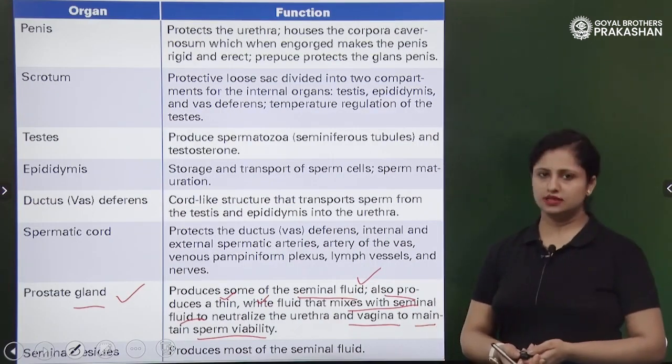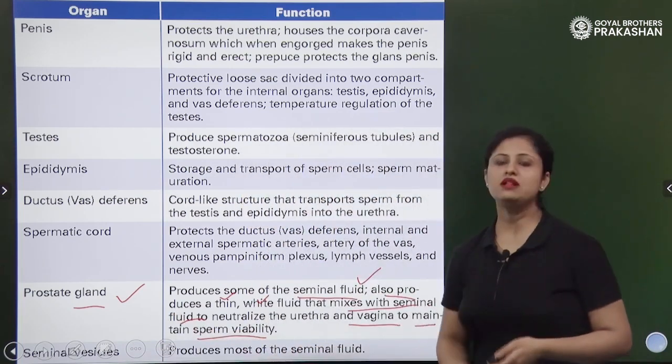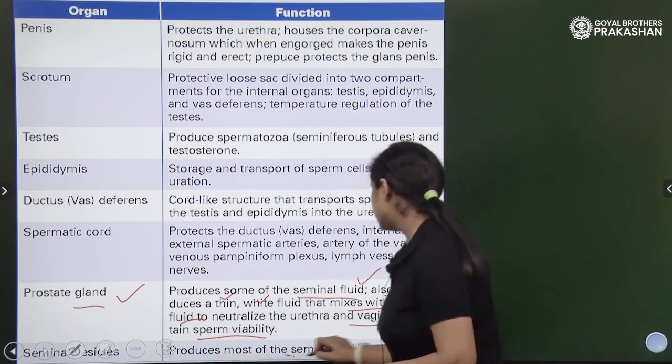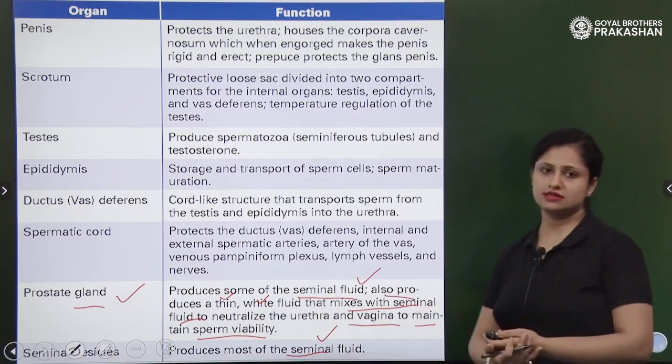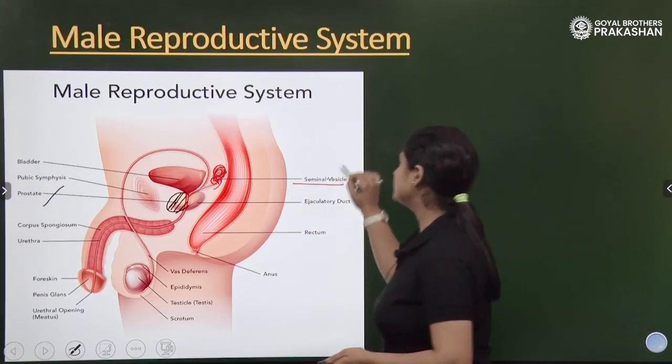Now come to another part, that is seminal vesicles. So seminal vesicles are responsible to produce most of the seminal fluid. Let's see the seminal vesicles in the diagram. These are the seminal vesicle part.